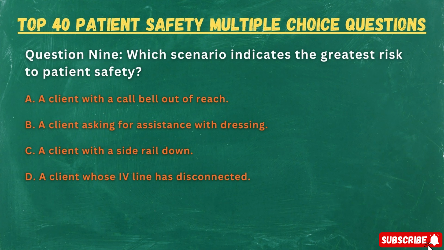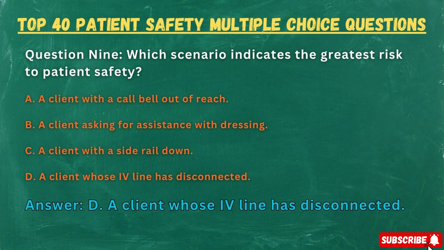Question 9. Which scenario indicates the greatest risk to patient safety? A. A client with a call bell out of reach. B. A client asking for assistance with dressing. C. A client with a side rail down. D. A client whose IV line has disconnected. Answer. D. A client whose IV line has disconnected.